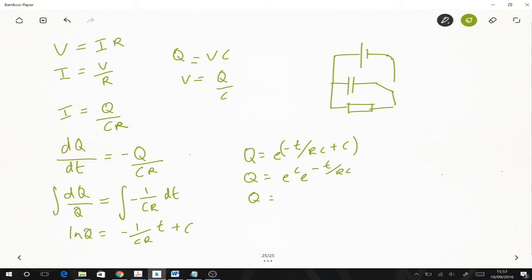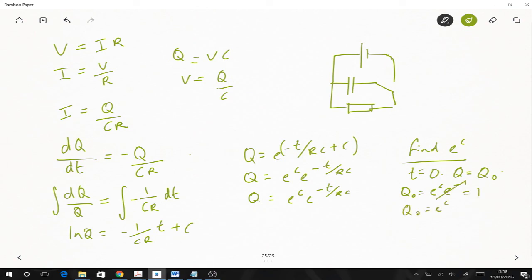Now using my laws of indices, I can take the e to the c out, and now I can find what e to the power of c is by using initial conditions. Now my initial conditions are that my charge is equal to some initial charge, and so initially when time is 0, e to the power of minus 0 is just 1, so that term cancels, leaving me with the initial charge is equal to e to the c, and that then substitutes back into the other equation.